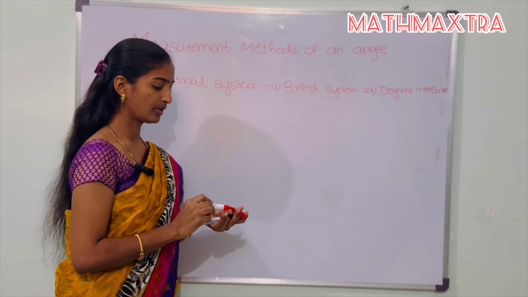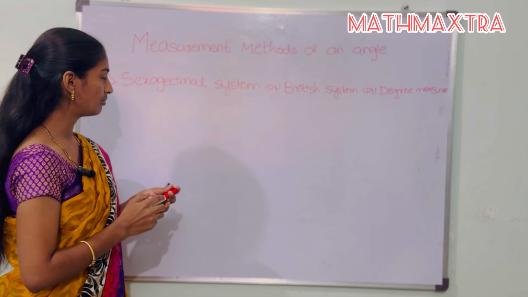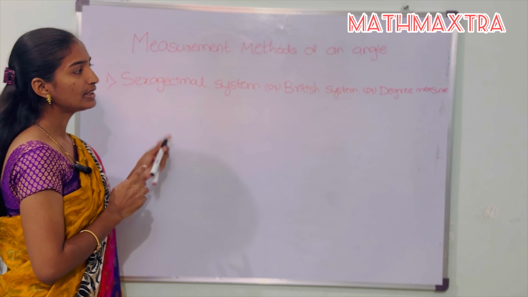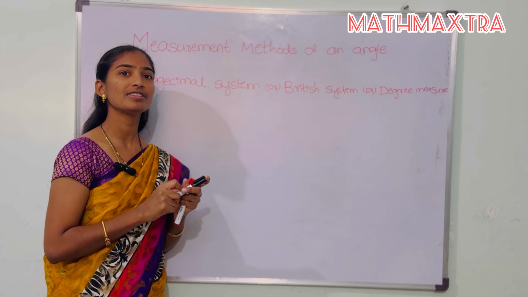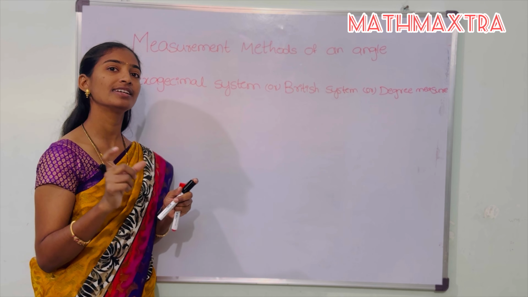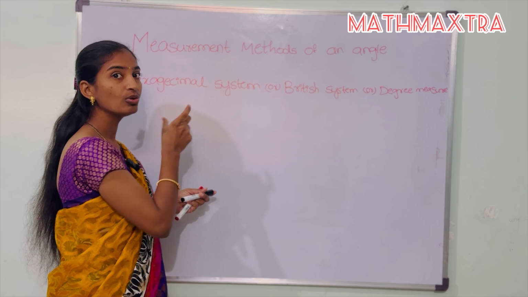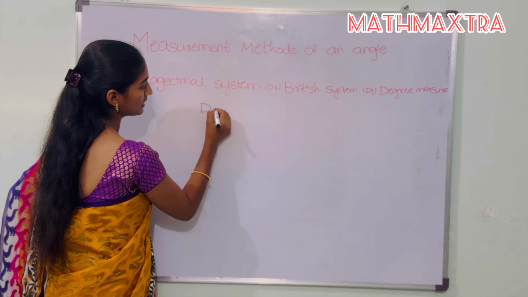Okay. So these are the different names of this system. Sexagesimal system. In this, the unit of measurement is degree. So we are representing angles as 30 degrees, 60 degrees, 90 degrees, like that, right? Here the unit of measurement is degree.